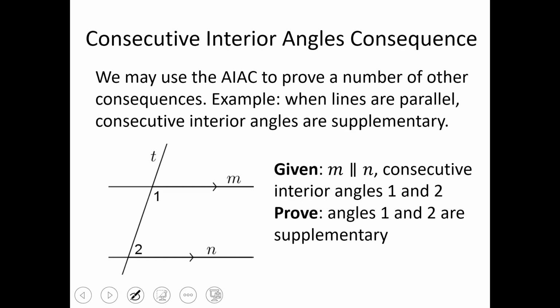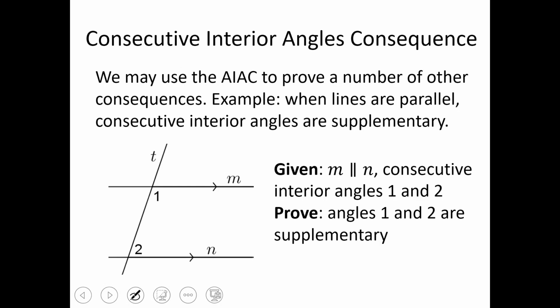And we can use the alternate interior angles consequence to prove the other consequences. You do the first proof by means of contradiction, and then the other consequences can be proven relatively simply, actually very simply, on the basis of the alternate interior angles consequence. Here's one example, the consecutive interior angles consequence. We have a pair of lines M and N, which we are given as parallel, like before. In this case, our angles 1 and 2 are consecutive interior, and we wish to prove that they're supplementary. Let me just show you how straightforward this is.